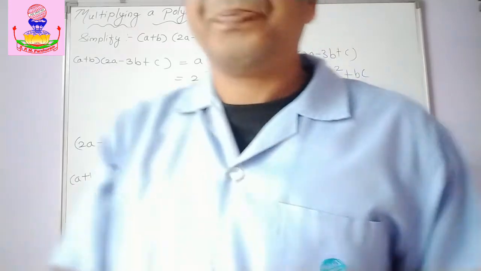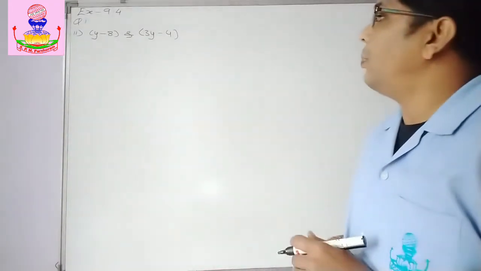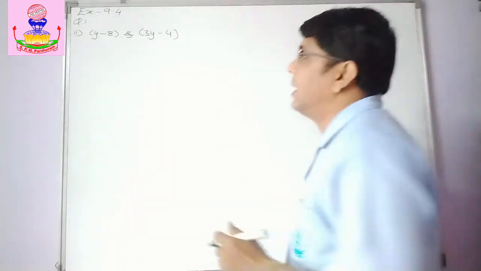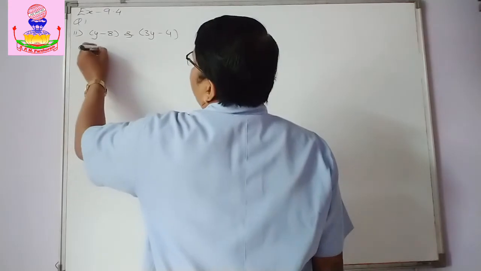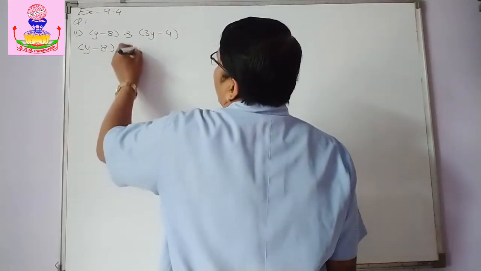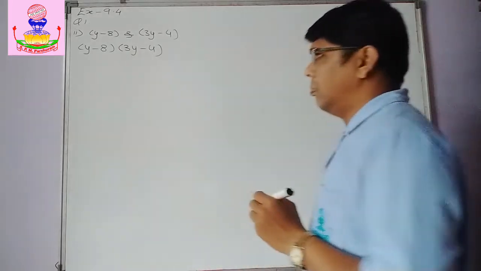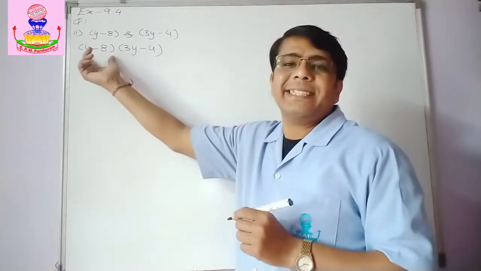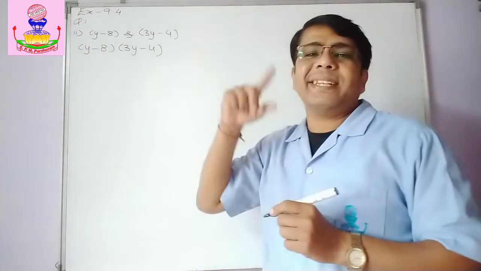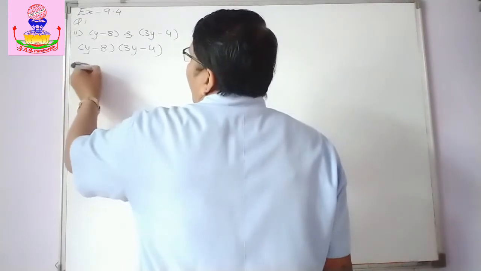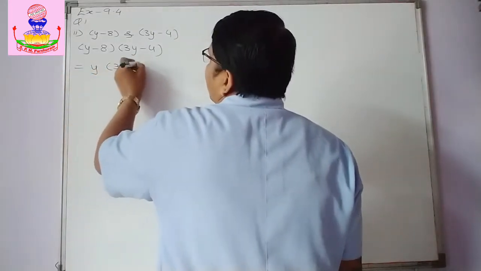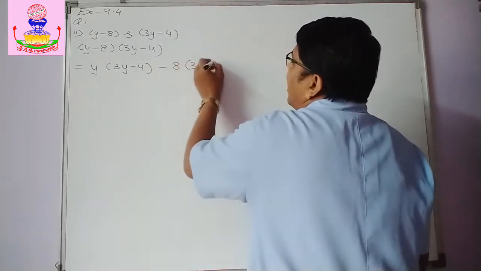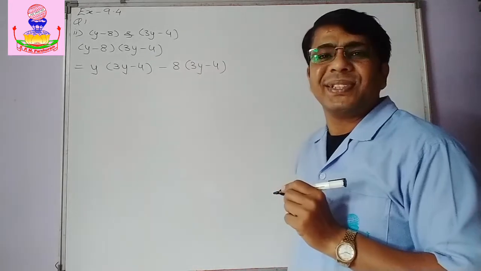9.4. Okay. Now exercise 9.4, question 1, multiply the binomials. So second one from that we are going to solve. So y minus 8 into 3y minus 4. Okay. Now, so as I said, open the brackets and multiply each term by the next bracket. So y into 3y minus 4 minus 8 into 3y minus 4.